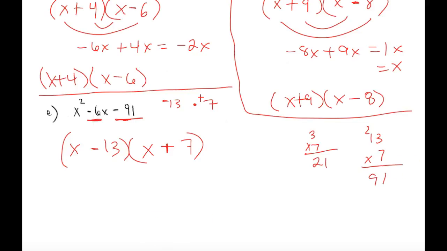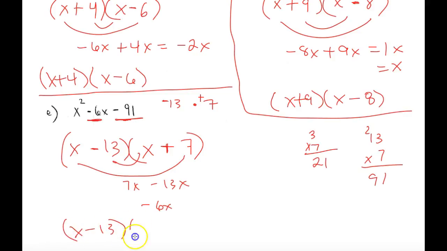Okay, so now we'll test this out just to make sure everything works. So we have a positive 7x minus 13x, and I really shouldn't put that positive like that and just leave it as that. And that would be a negative 6x. And so we know from that x minus 13 times x plus 7 is indeed what this particular expression factors out to be.